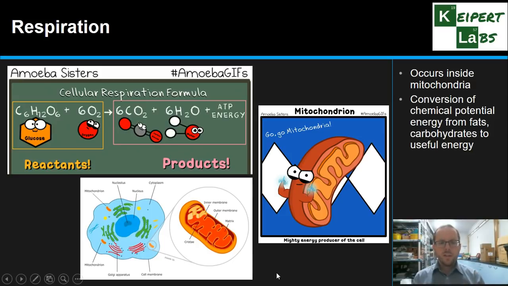Respiration is where we're converting the chemical potential energy of compounds like carbohydrates and fats to useful energy for the cell. So it's taking the energy from these compounds and turning it into a form that the cell can use to power the processes it needs to do, whether it's making proteins, sending compounds back and forth, repairing things, or preparing to divide to make new cells, whatever that might be.